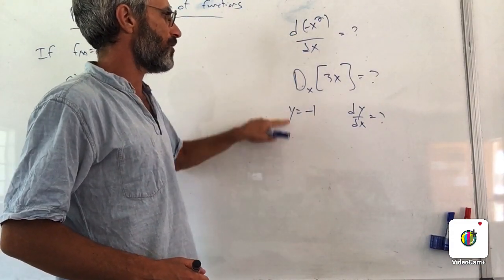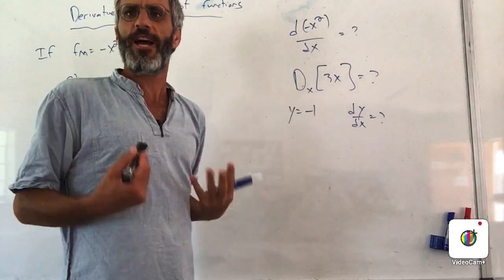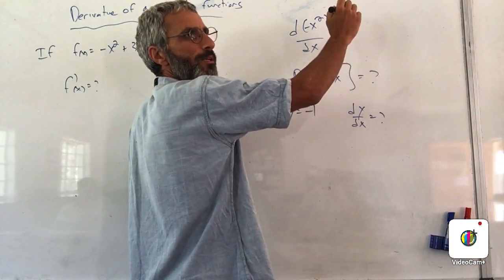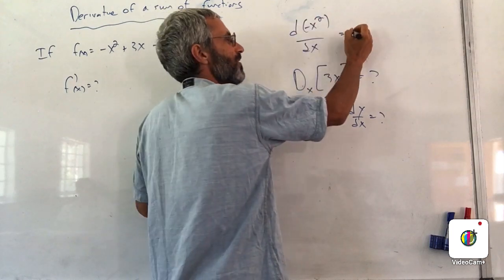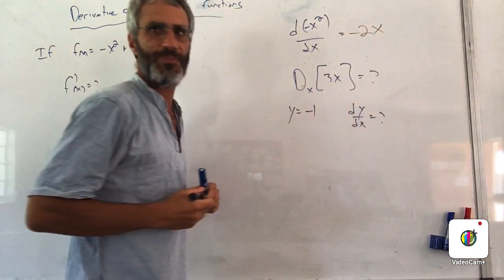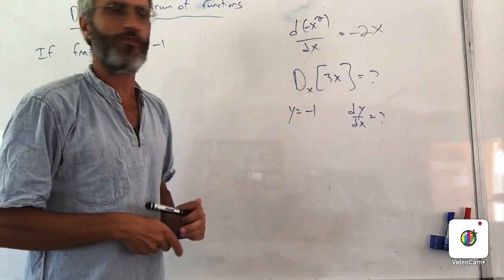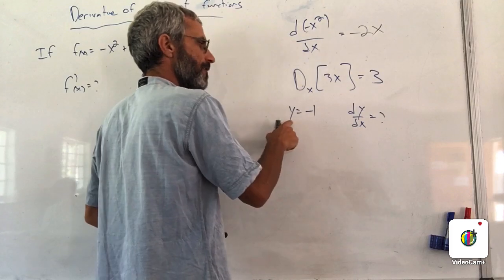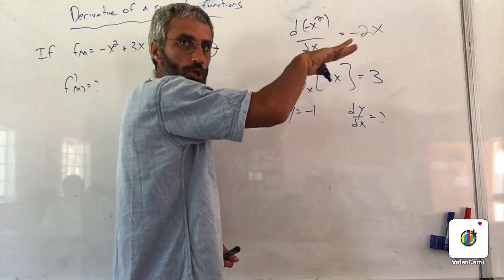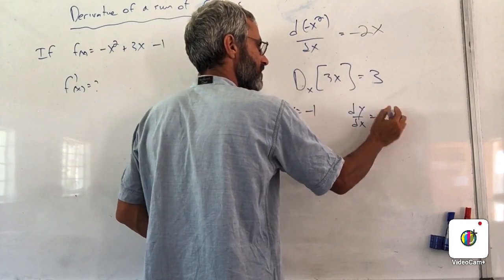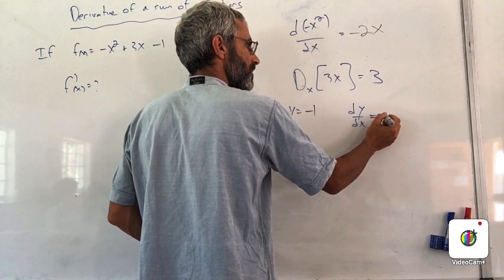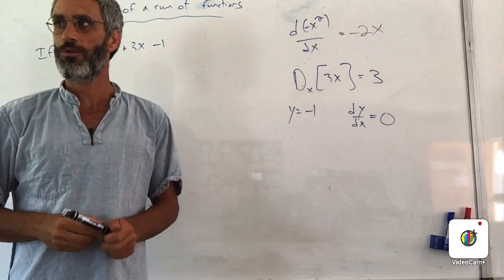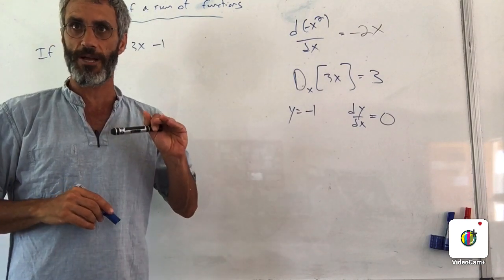I'm using different notation, but they all mean find the derivative of. So the derivative of minus x squared is? Your turn to show. I would say minus 2x. Great. Remember using rules of differentiation. The derivative of 3x is? 3. If I've got y equal minus 1, that's a horizontal function, the derivative is? It's constant, so it's 0. A constant function means the derivative is 0.